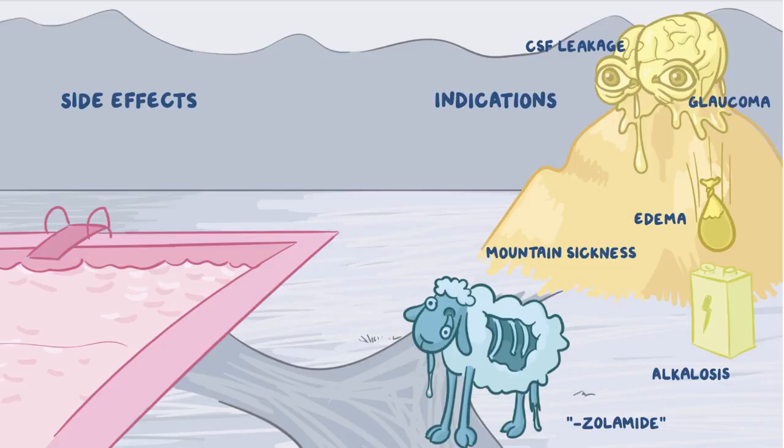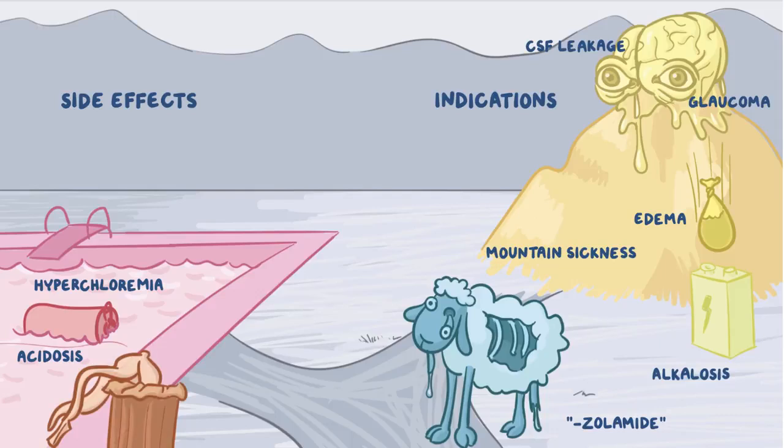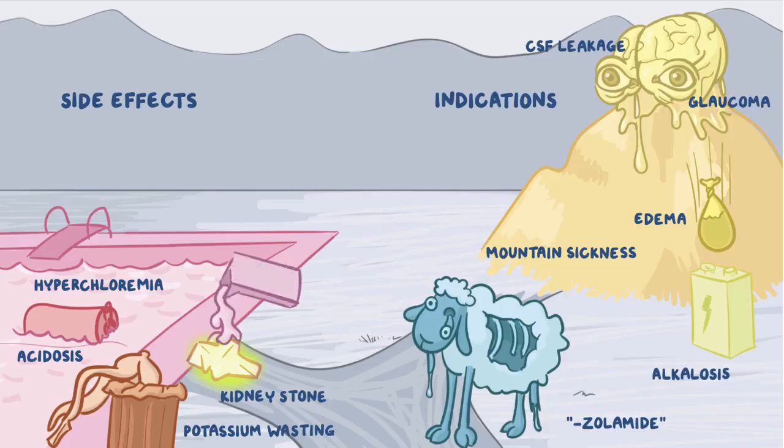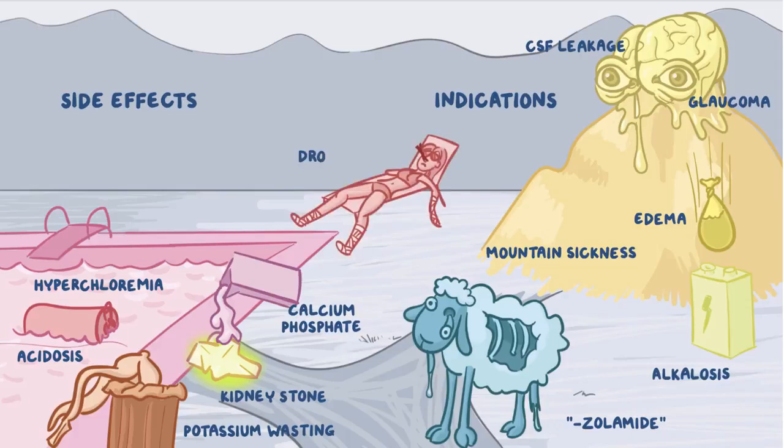Next, for side effects, the pool represents hyperchloremia, and floating in it is a large soda can, representing acidosis. Next to the pool is a garbage can stuffed with a large banana peel for potassium wasting. A large kidney stone is by the garbage can. It's glowing a phosphorus green, and there's milk being poured on it to help you remember it's a calcium phosphate stone. By the pool is a lady who fell asleep while sunbathing to represent drowsiness.